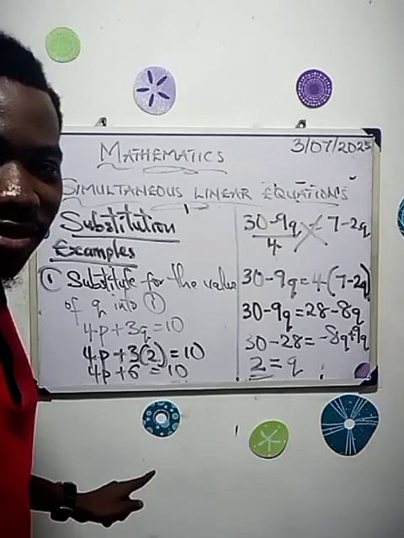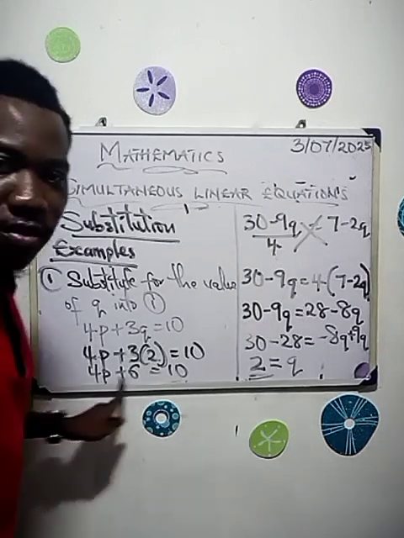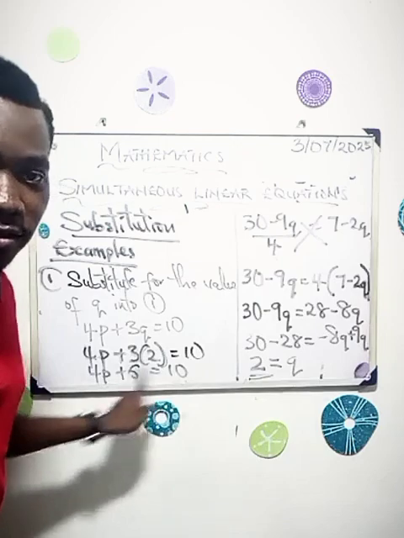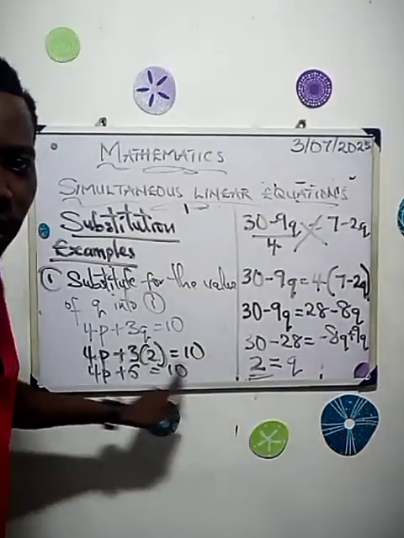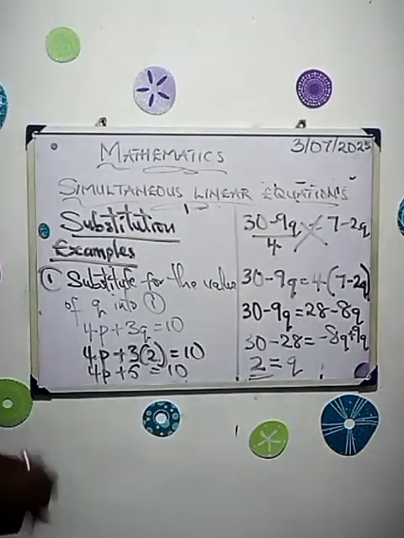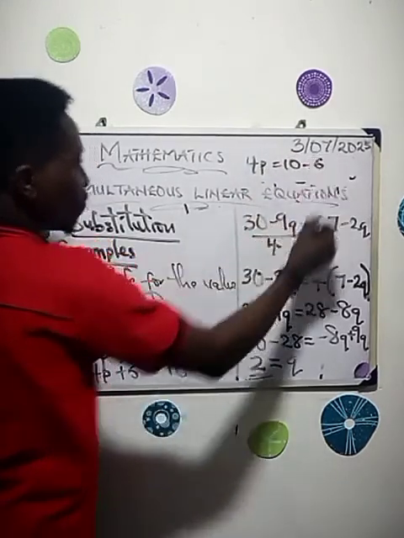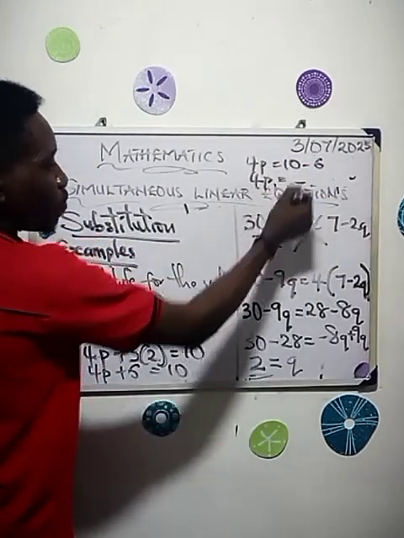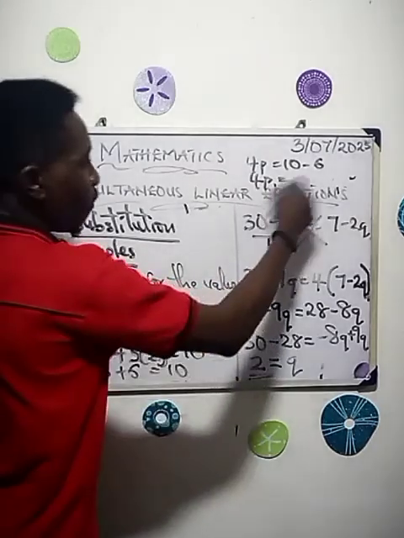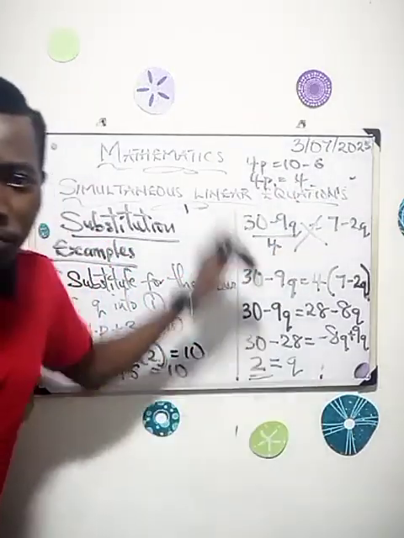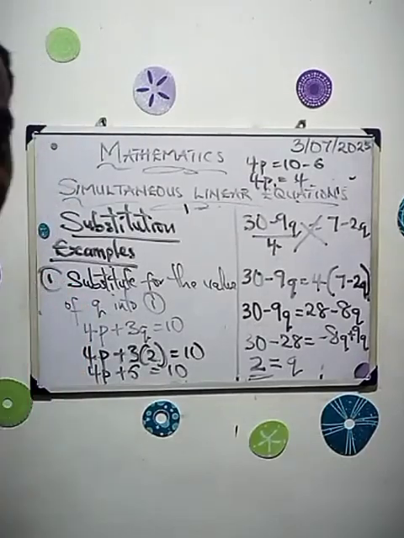Okay, we're already getting the answers. So what's the next thing? Collect terms. Move 6 over. Subtract 6, right? So you're going to have 4p equals 10 minus 6. Let me write it here. So 4p equals 10 minus 6. And what is 10 minus 6? 4. Of course, at this point we divide both sides by the coefficient, which is 4.